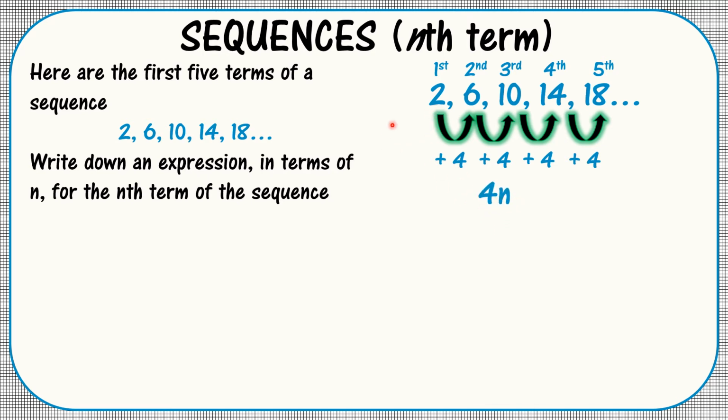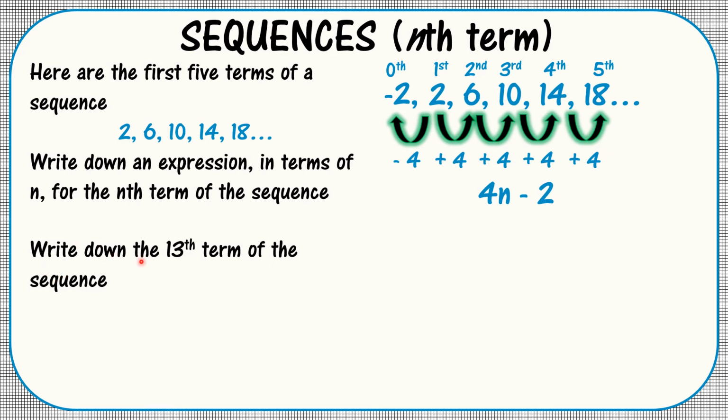You go back 1 term and you find the 0th term. So instead of plussing by 4, we will minus by 4. So 2 minus 4 equals minus 2. So you have 4n minus 2.